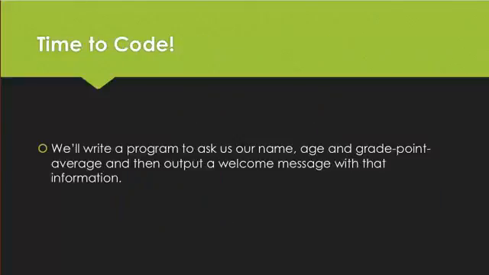Okay, it's time to do some code. What we're going to do is write a program that's going to ask us for some things like our name, our age, and our grade point average, and then it's going to output a message containing all of that information. We're going to start out by hard coding the data into our variables, and then after we walk through that and see how that works, we'll write a more interactive version that will prompt us for the data and then store that into the variables before it prints out our information.